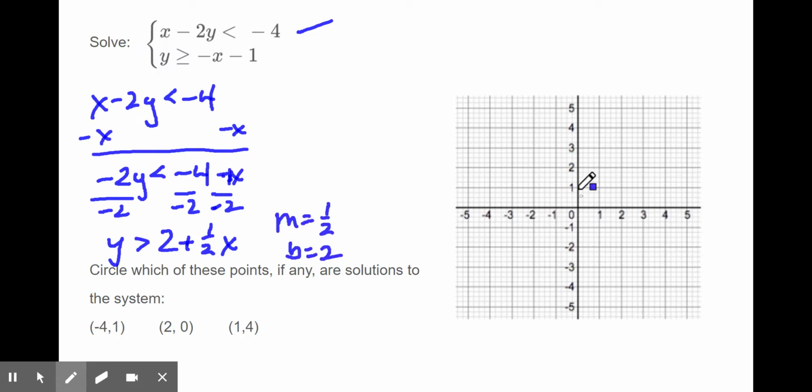Okay, so my slope is going to be 1/2, and my y-intercept is going to be 2. So I'm going to start by going up 2. From there, up 1, 2 to the right, or down 1, 2 to the left. My line is going to be dashed because it's not equal to. And if we look at the one in slope-intercept form, it says y is greater than, so we would shade above the blue line. So above the blue line is going to be shaded in blue.